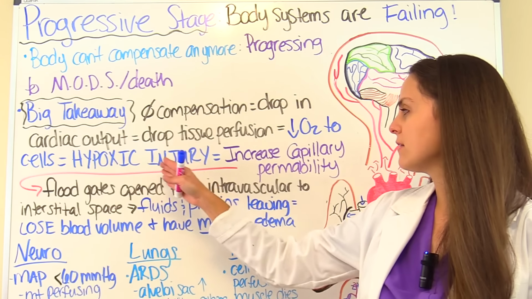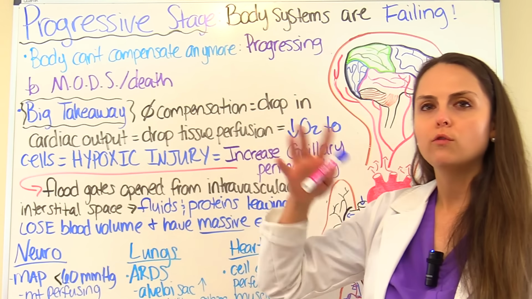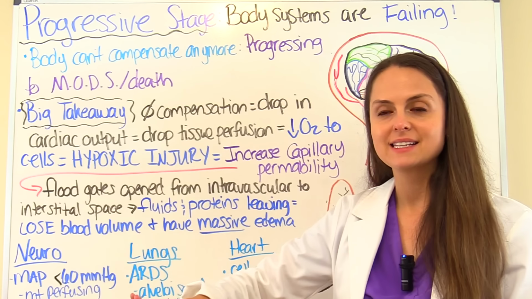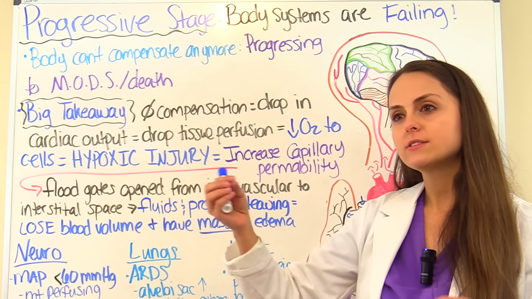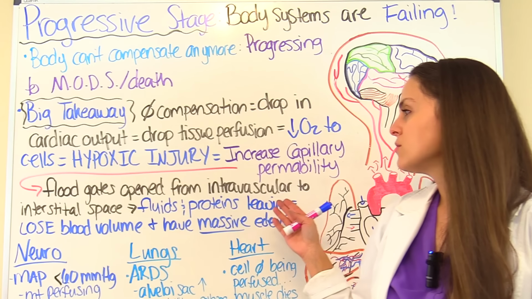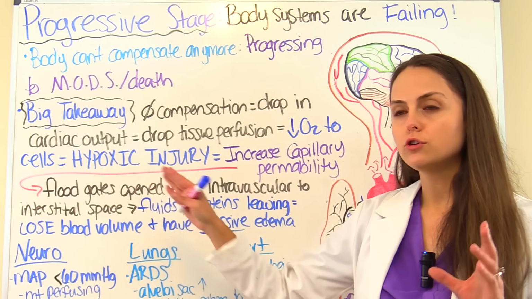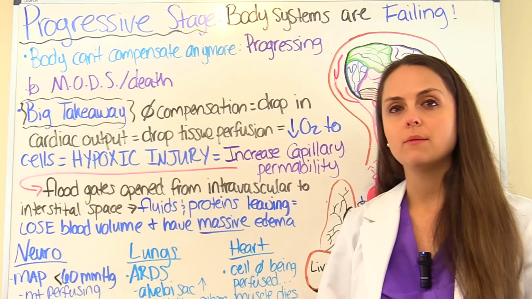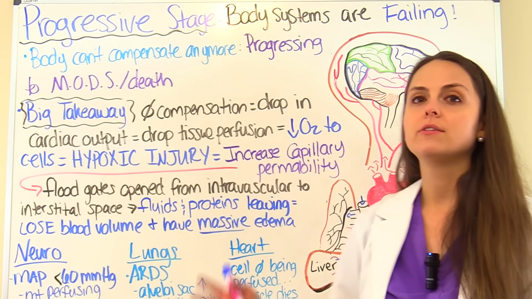And it's going to take that fluid from the intravascular system to the interstitial space, and that's going to pull fluids and proteins. We pull proteins. Proteins regulate oncotic pressure, so it's going to take even more fluid with it. And this is going to cause the loss of blood volume. You lose blood volume, you drop cardiac output, drop tissue perfusion, and massive edema throughout the body.